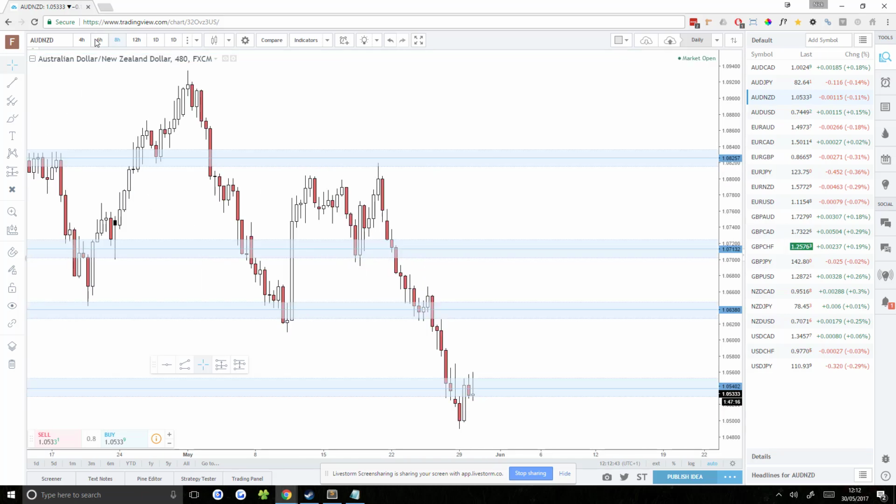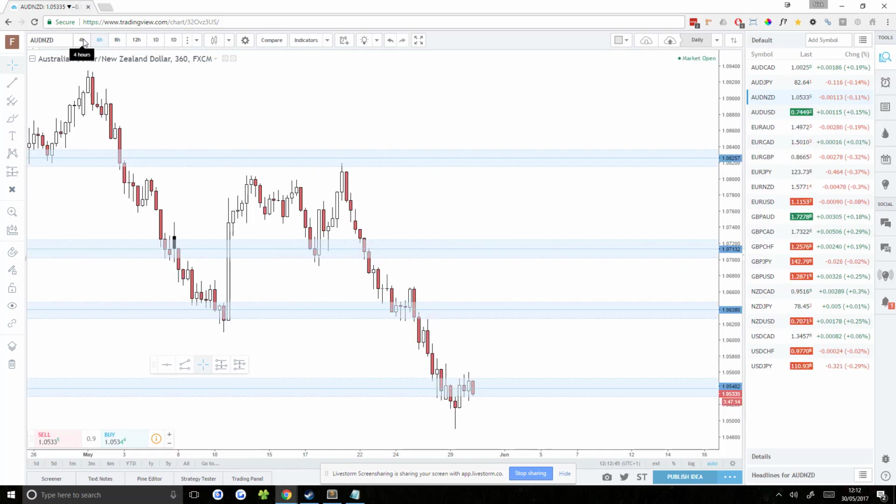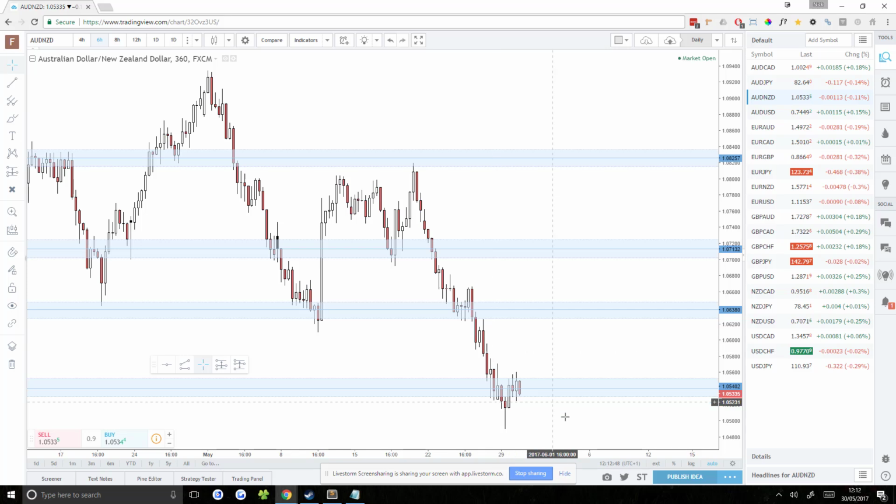Let's look at some of the lower time frames, just see what's happening. On the lower time frames, we get a clearer picture of what's happening, and this is why we switch time frames a lot. This is a key reason to switch time frames a lot. On the lower time frames, we can see what's happening.